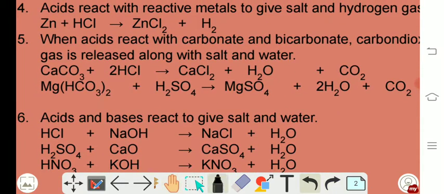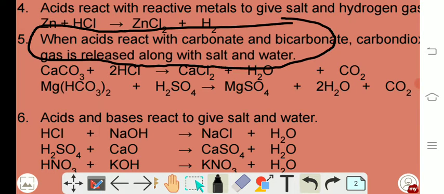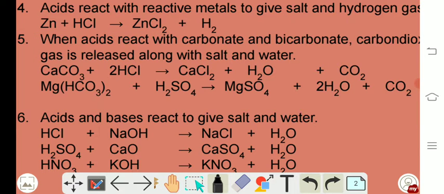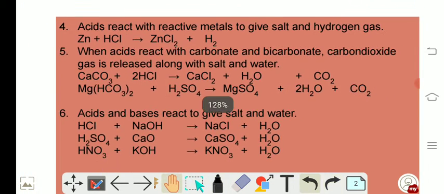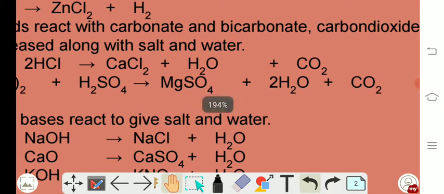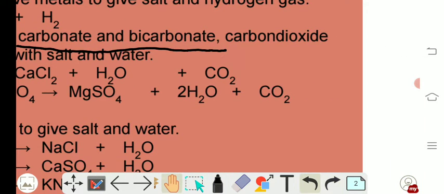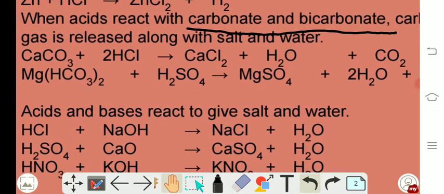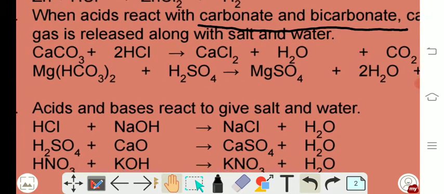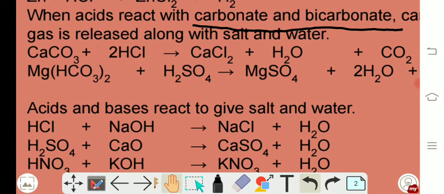Okay, so the next chemical property is this portion. When acids react with carbonate and bicarbonate, what is obtained? You will obtain carbon dioxide and salt and water.